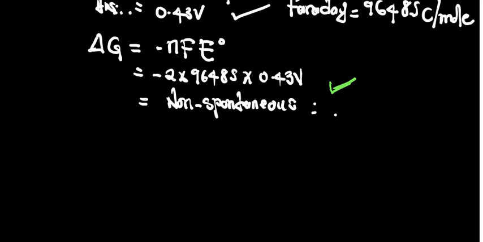When the E cell is negative, that's a non-spontaneous chemical reaction. We're saying when the E cell is a negative value, when delta G is negative. But the question is, what Gibbs free energy are you getting?